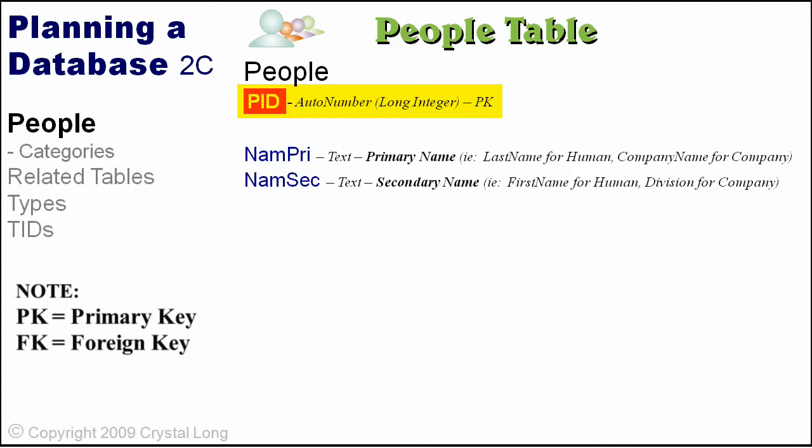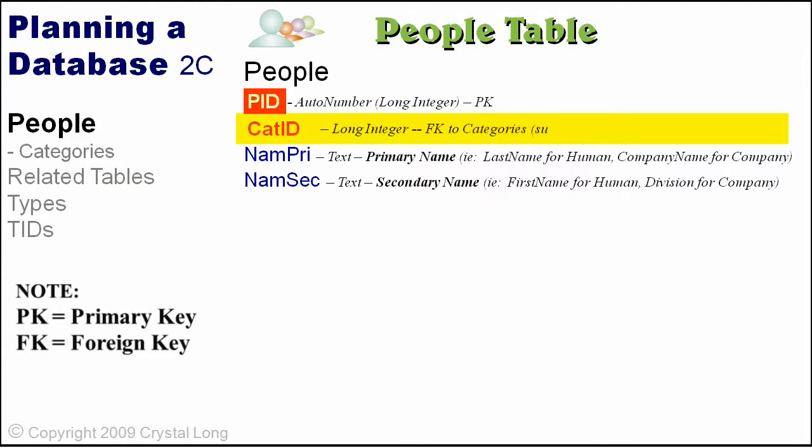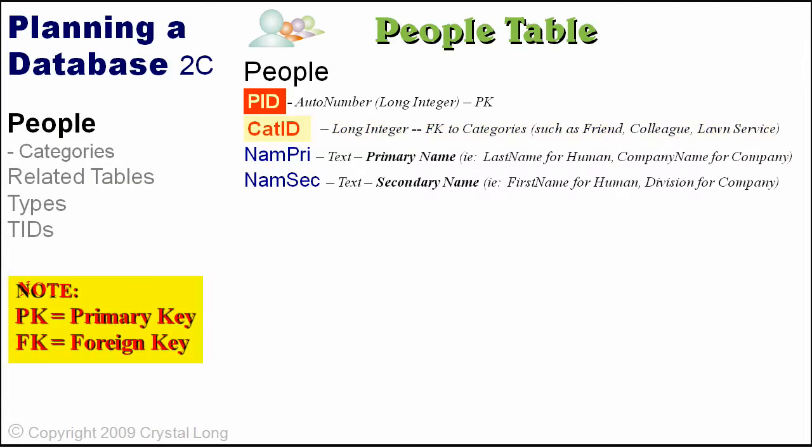To make the records easier to filter, we will include a category. The categories will be defined in a separate table. In the people table, we will store a long integer cat ID as a foreign key.